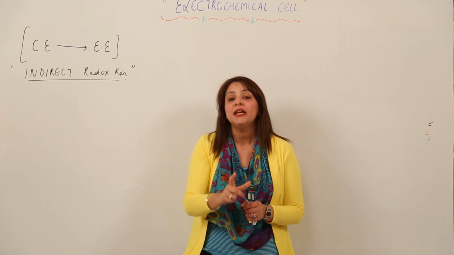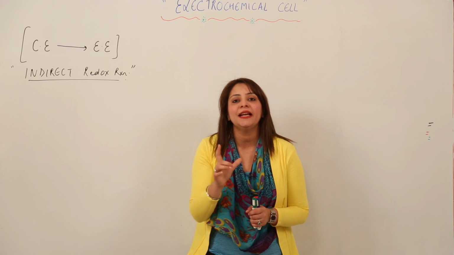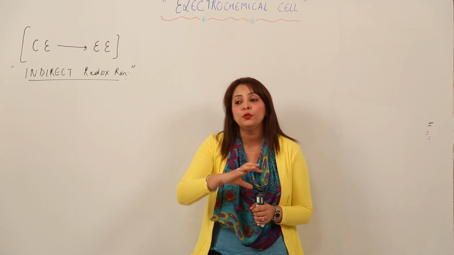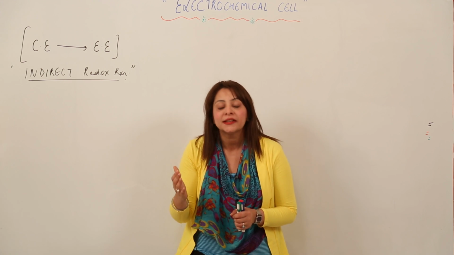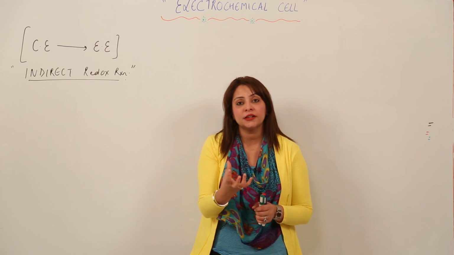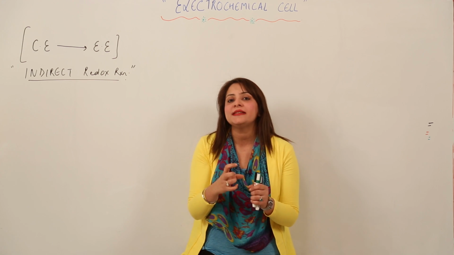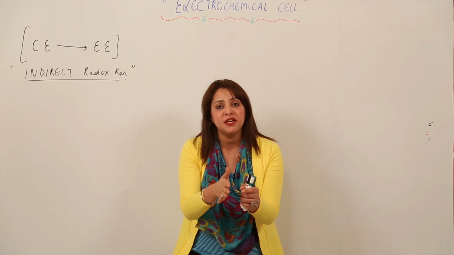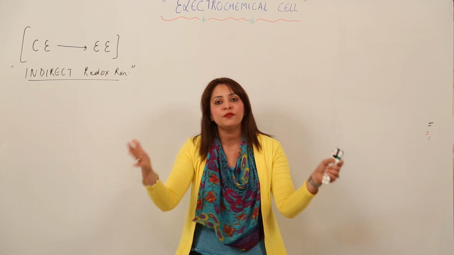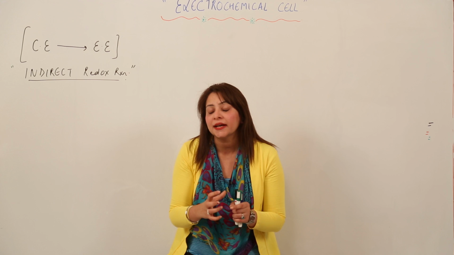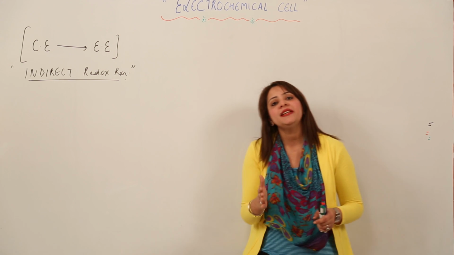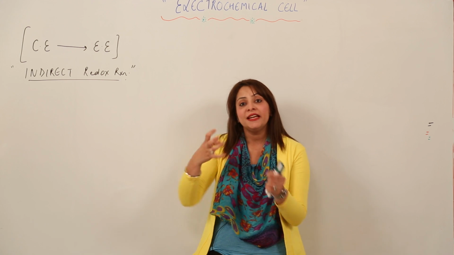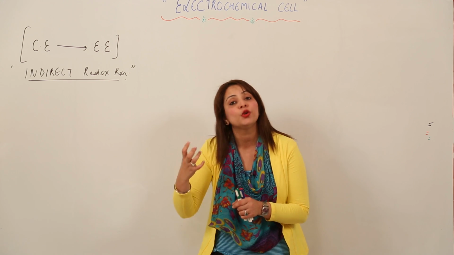Again I am repeating, a direct redox reaction is one in which the electrons are not allowed to move through a large distance. That means oxidation and reduction occur in the same beaker, or you can say the atoms which undergo oxidation or reduction are present in the same beaker. They are not far from each other, they are in close contact. So whenever a direct redox reaction takes place, we do not get electric energy. That means electric energy is not produced.